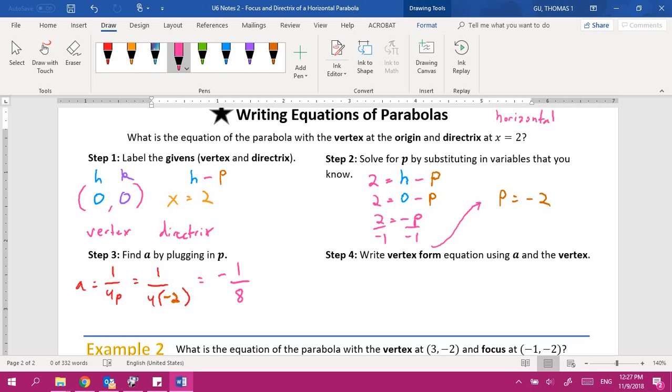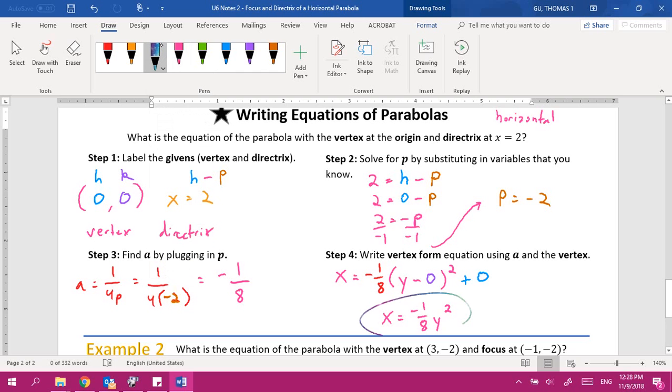So now we have A, we have the vertex. Let's write our equation. What is going to be the vertex form equation of this horizontal parabola? X equals, very good, negative 1 over 8, parentheses, y minus 0, squared, plus 0. But you don't need all those zeros. So what's your final answer then? X equals negative 1 over 8 y squared, that's right. Like that. Nice. Good.